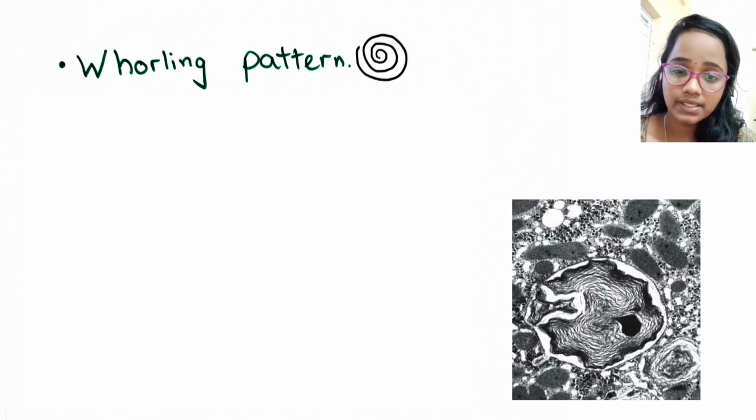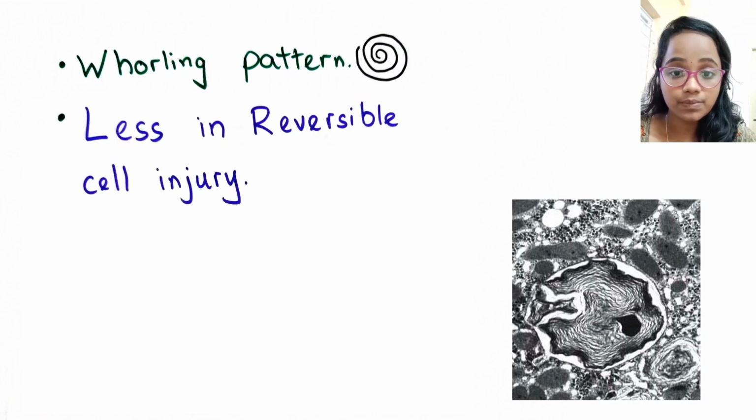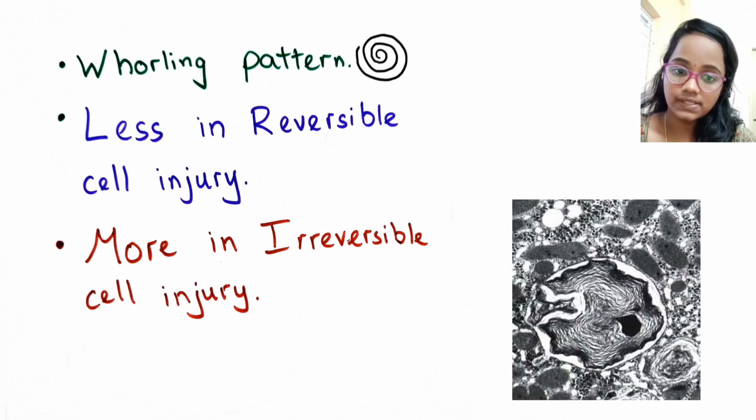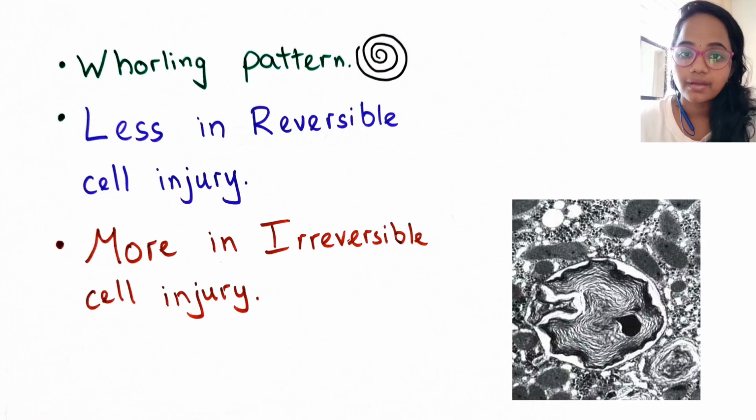This whorled appearance is best seen in electron microscopy. It is seen in cell injury. It is less in number in reversible cell injury, and more in number in irreversible cell injury. Thank you. Okay, apoptotic body.